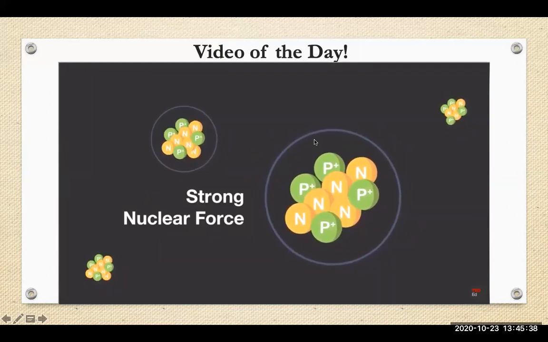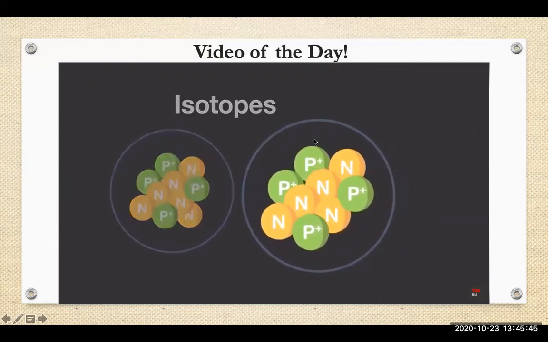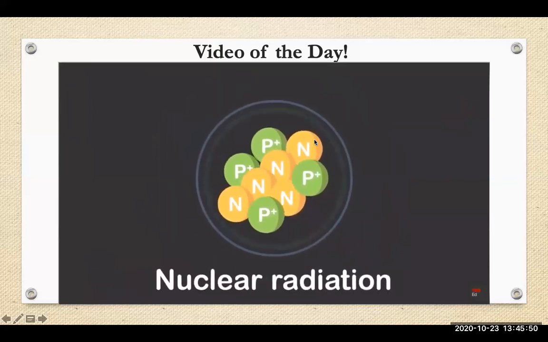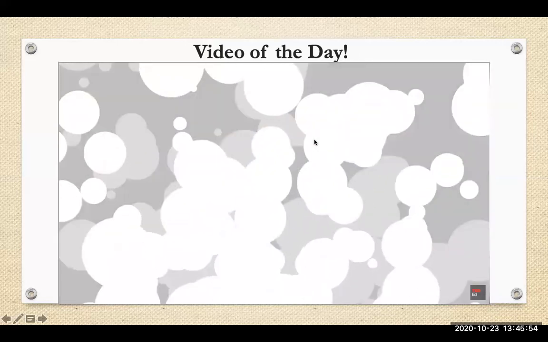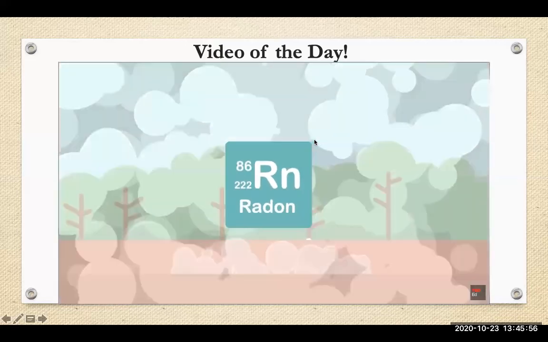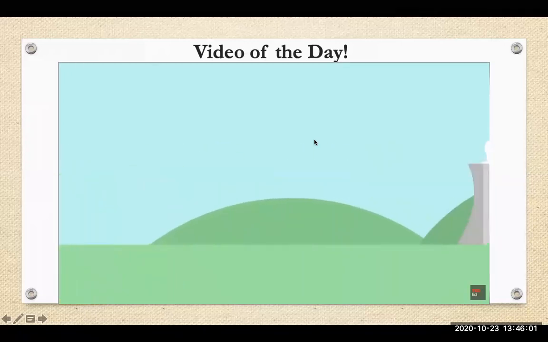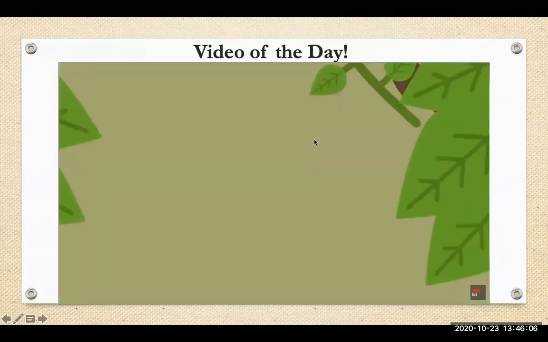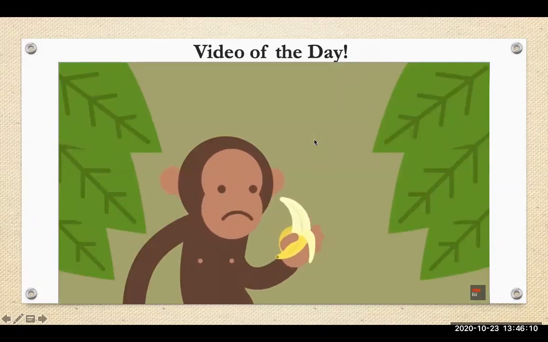However, some combinations of protons and neutrons, known as isotopes, remain unstable or radioactive. They will randomly eject matter and/or energy known as nuclear radiation to achieve greater stability. Nuclear radiation comes from natural sources like radon, a gas which seeps up from the ground. We also refine naturally occurring radioactive ores to fuel nuclear power plants. Even bananas contain trace amounts of a radioactive potassium isotope.